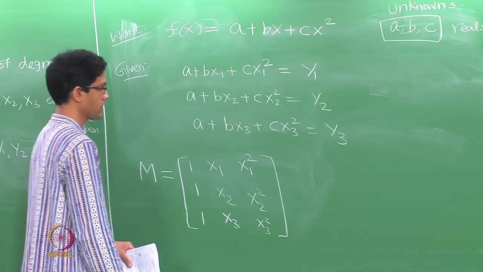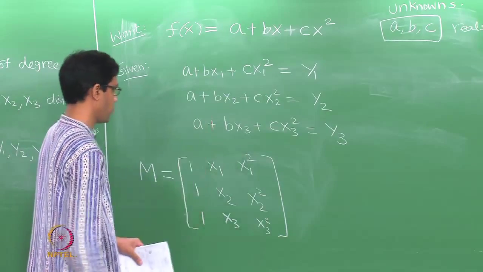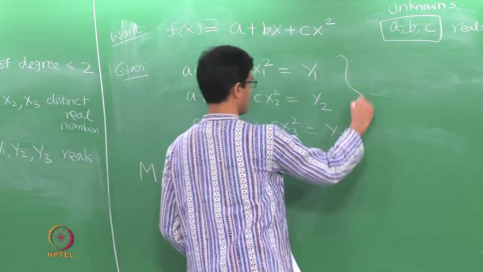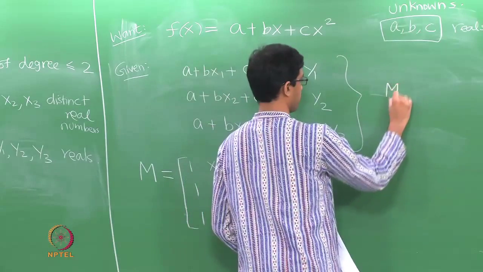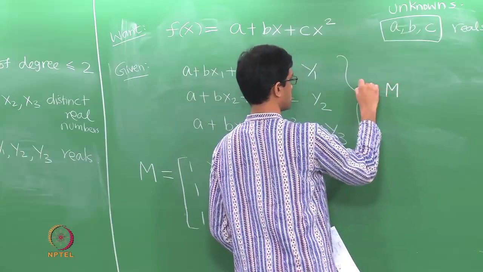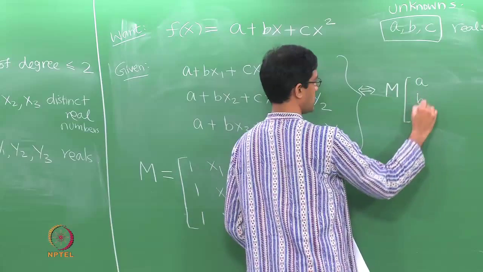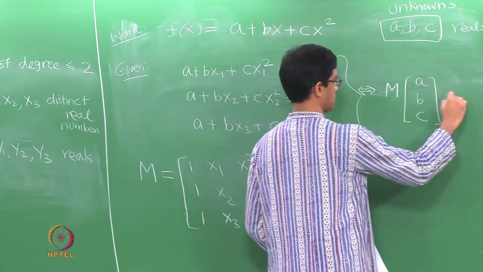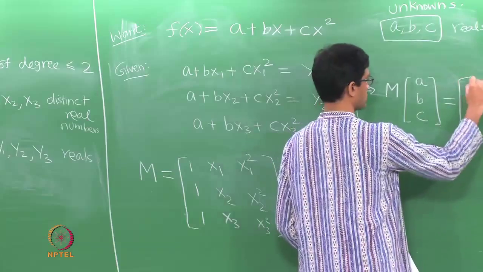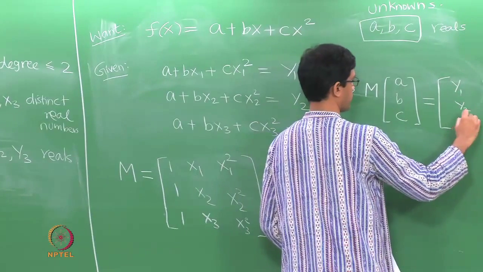That's a matrix M. And what does the system now become? The system becomes the following. It's the matrix M. So this is equivalent to M times the vector A, B, C, that's the unknowns, becomes y1, y2, y3.